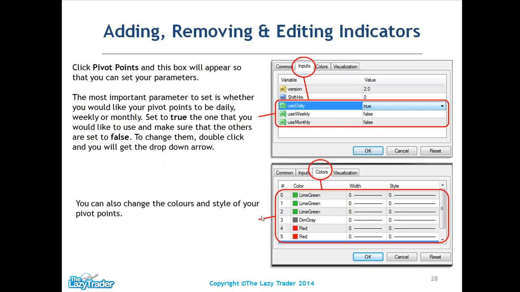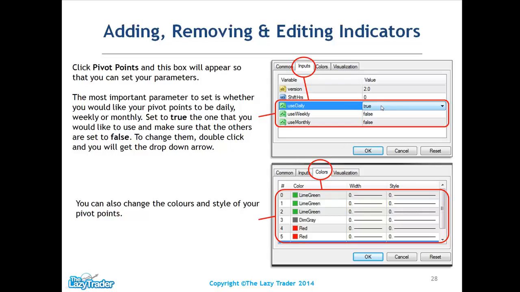And once you've selected Pivot Points, this box will appear. And this is just, again, allowing you to set the inputs and the parameters for the indicator that you are looking at. There's 3 different types of pivot points. There's the daily pivot points, which are based on the previous day's data. There's the weekly pivot points, which will be for a whole week based on the previous week's information, and the same with monthly, only over a larger time frame. So if you want to use daily pivots, you select this and make sure that it's true.